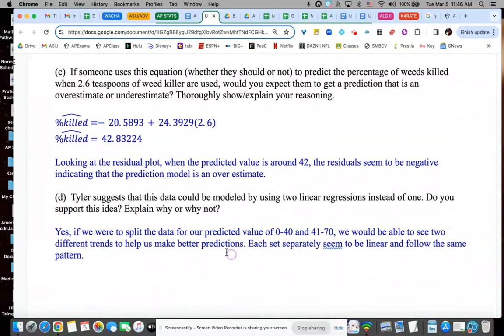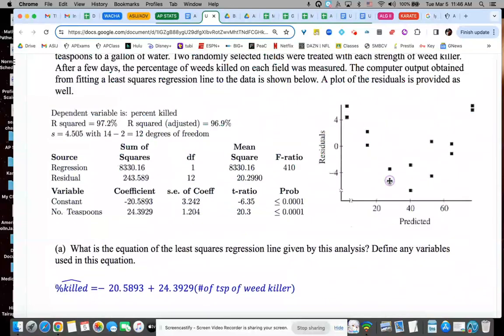Okay, Tyler says we should use 2 linear regressions and split it up. So do you agree with that? And you should say yes. Make sure you answer the question yes. Why? Well, if we split the data right about here, I could have one linear model that goes this way and another linear model that goes this way. Now I know this is residuals, but it's going to work the same way on the actual scatter plot.